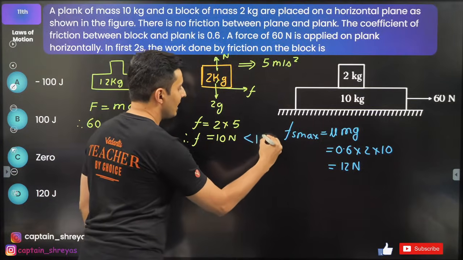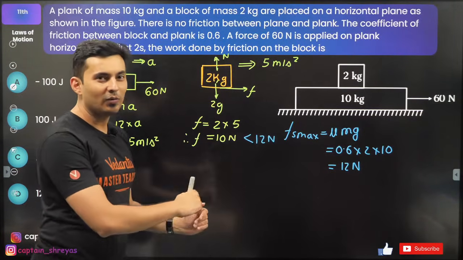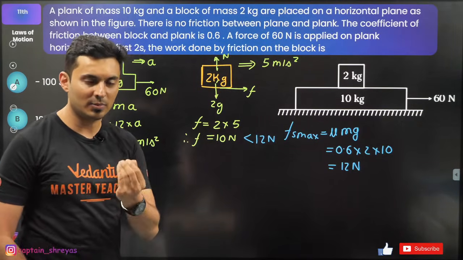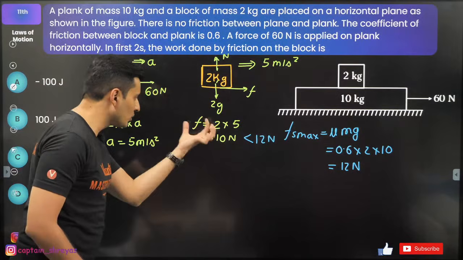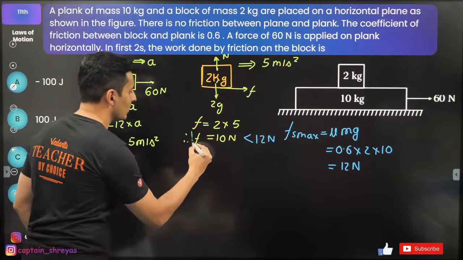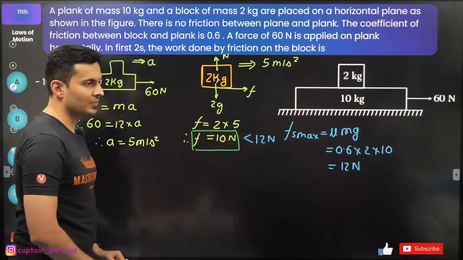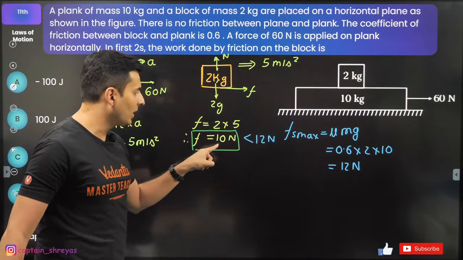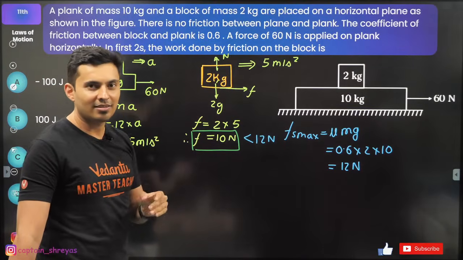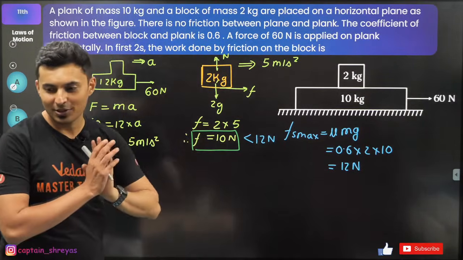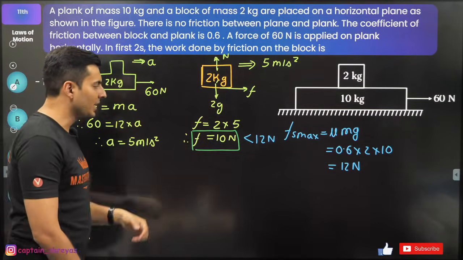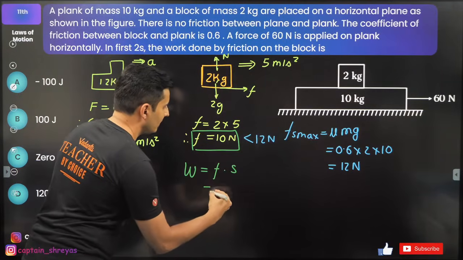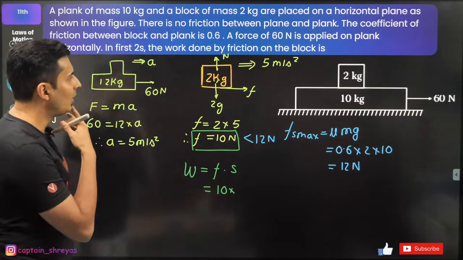This force is less than 12 Newton. That means you have not yet reached the limiting value. And friction is a self-adjusting force, especially the static one. So the actual frictional force is this value only, not this. If it was more, let's say this was 15 Newton, then it will not accelerate this way. It will have some kinetic friction. That would be a completely different question. Okay, so now it's 10. So the work done will be frictional force into displacement. Frictional force is 10. Wait a minute, now I don't know the displacement.